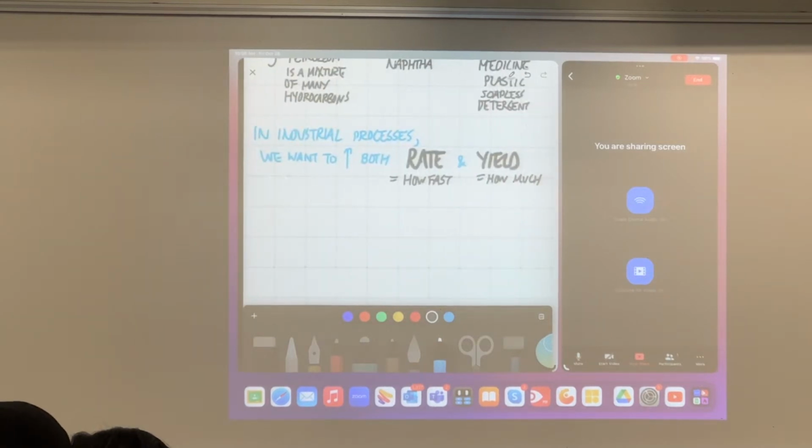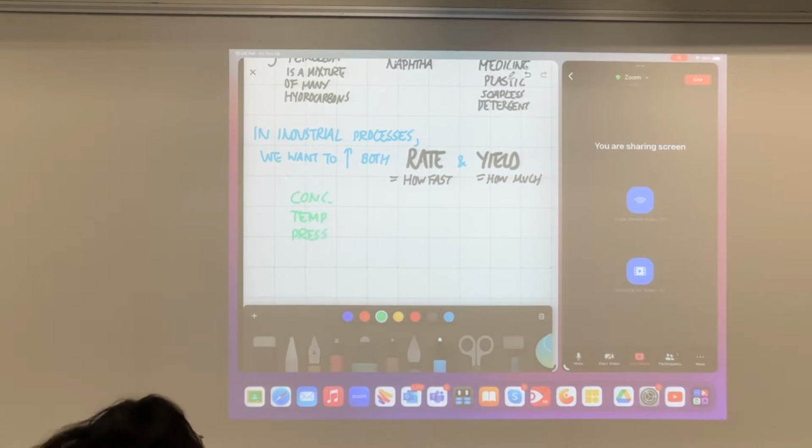Rate is affected by which 5 factors? Concentration, temperature, pressure, the addition of a catalyst, and changing surface area. So you have catalyst and surface area. You may want to make this a table. Just put down a tick here. Rate is affected by these 5 factors.